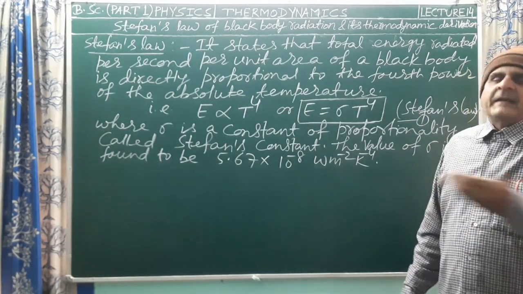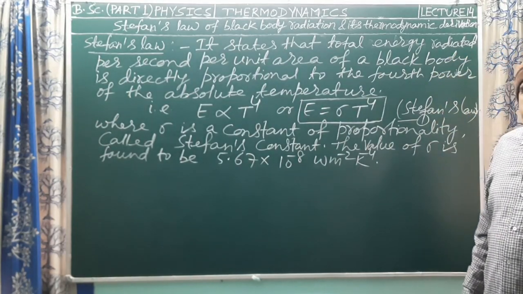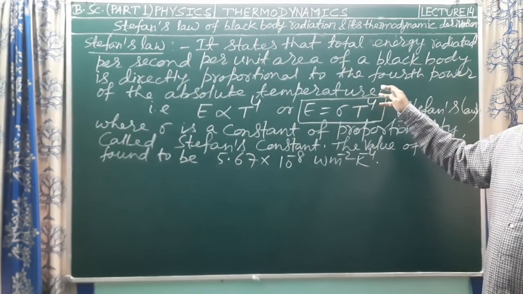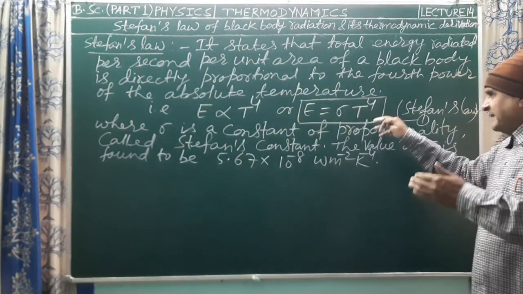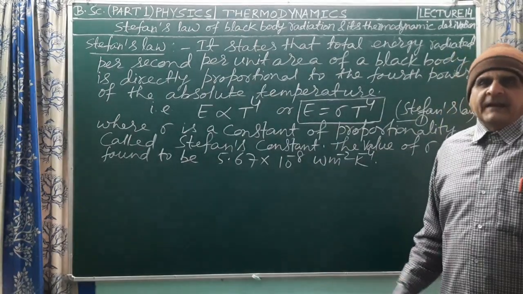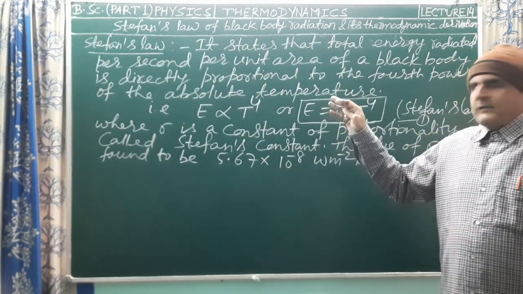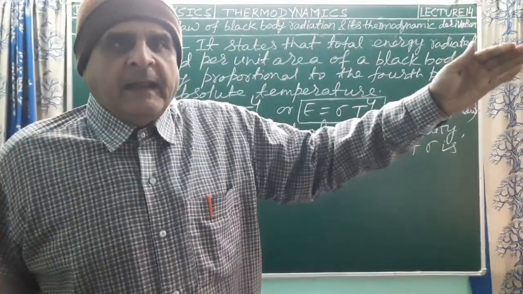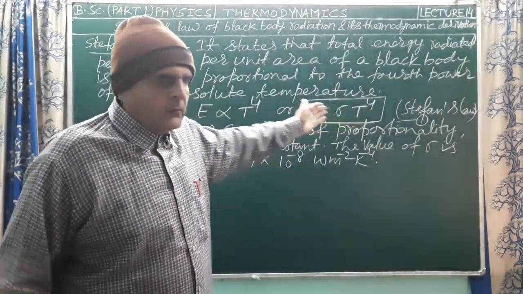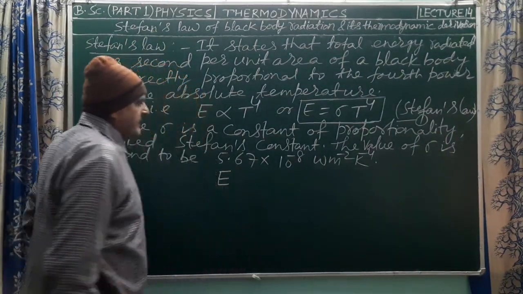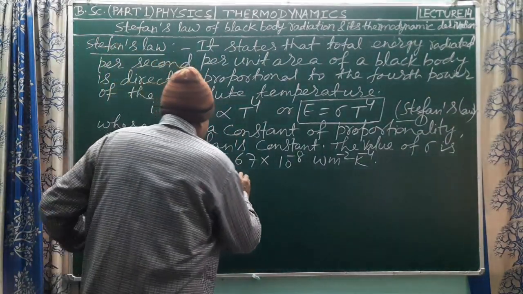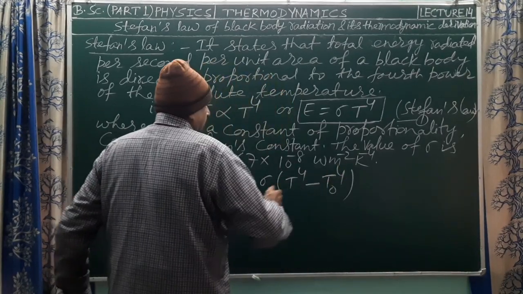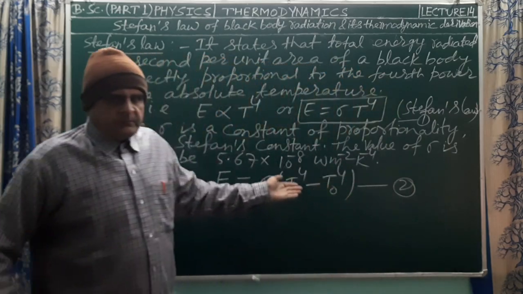So net energy radiated, since the temperature of the first black body, capital T, is larger than the temperature of the surrounding black body T0, so the net amount of energy radiated by that black body will be equal to sigma T to the power 4 minus sigma T0 to the power 4, and sigma can be taken out from the bracket, so net energy radiated per unit area per second from that black body is equal to sigma (T to the power 4 minus T0 to the power 4), and suppose it is equation number 2.